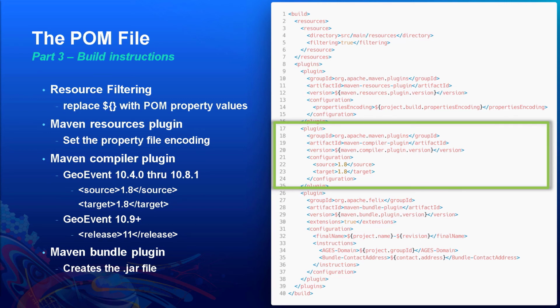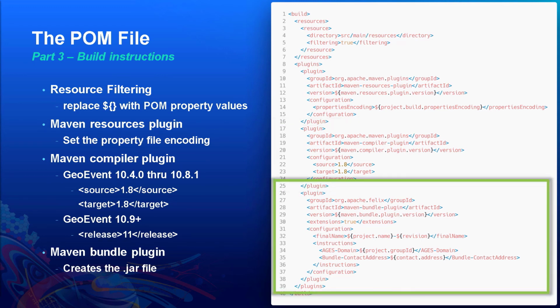Note that with GeoEvent 10.9 coming out, we'll be switching to Java 11, so you can compile your code against Java 11 by replacing the source target 1.8 with release 11. Compiling against 1.8 makes your code forward and backward compatible, but Java 11 will be more optimized and perform better on a 10.9 system. So if you don't need to be backward compatible beyond 10.9, then use Java 11. Otherwise, stick with Java 1.8.